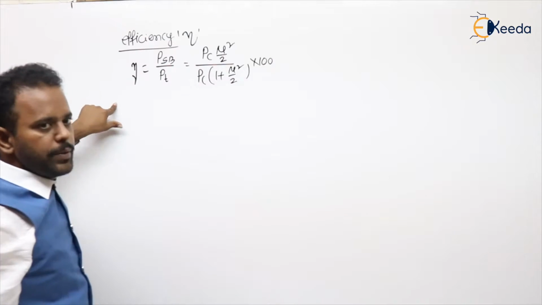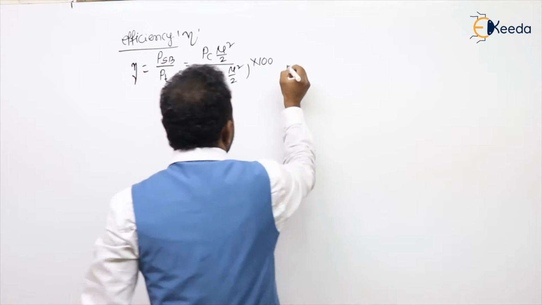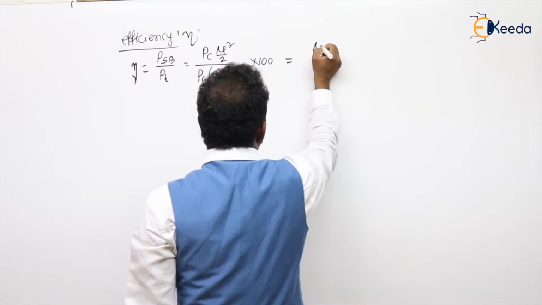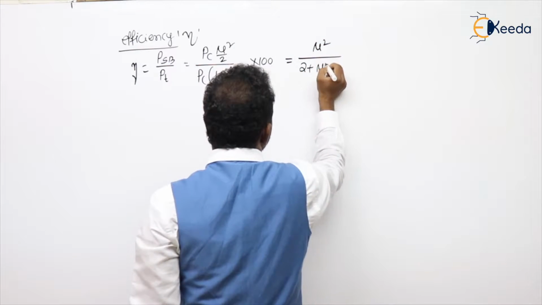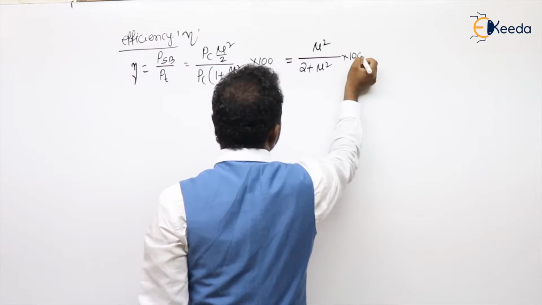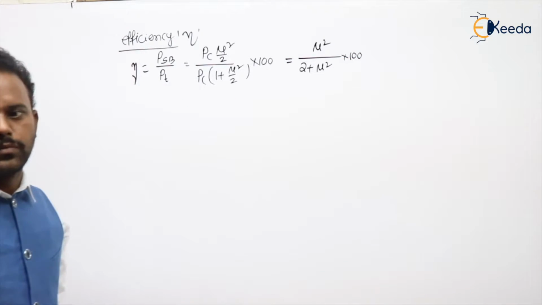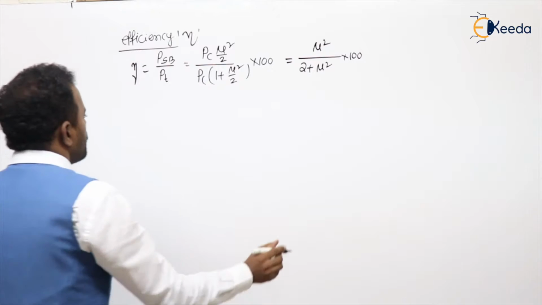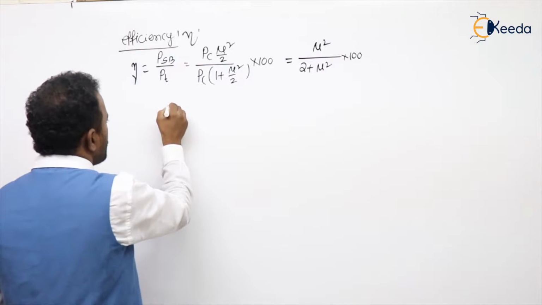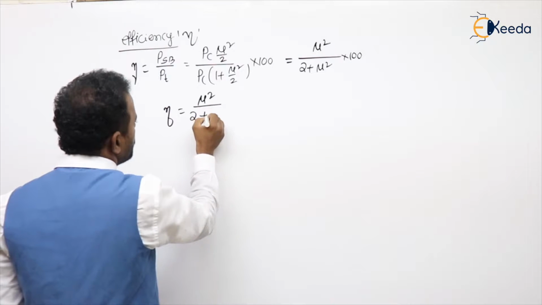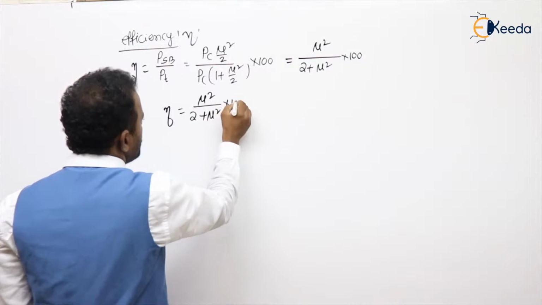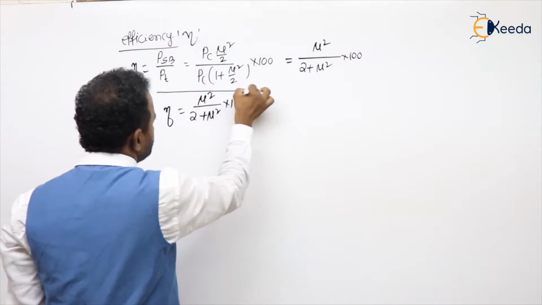If you want percentage, you can multiply by 100. Cancel the similar terms, then you will get mu square by 2 plus mu square. Clear? So finally, what is the efficiency formula of AM modulation? Mu square by 2 plus mu square. For percentage, multiply by 100.